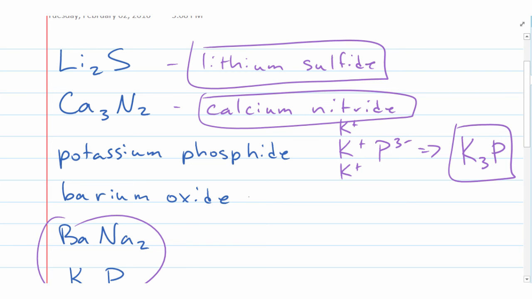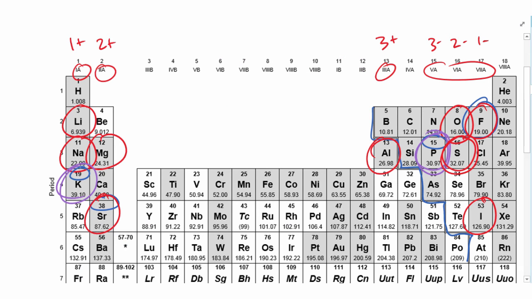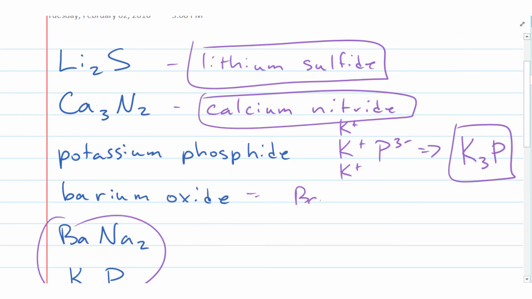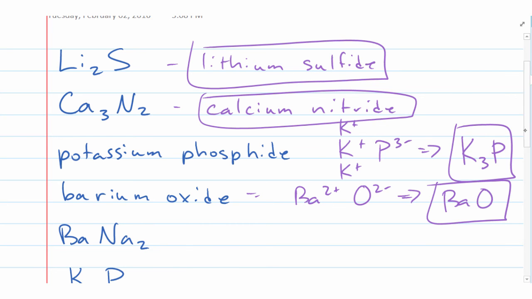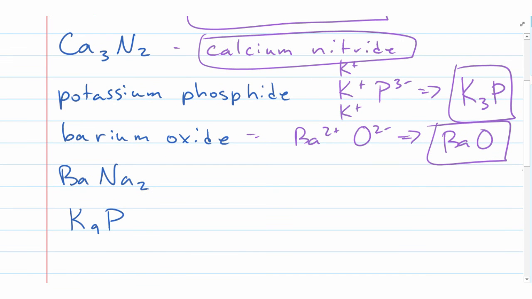And if we want to do this one here, we look at barium on the periodic table. Barium is located here. Its charge is always 2 plus. Oxide is 2 negative. With a 2 positive and a 2 negative, what happens? Formula then becomes BaO.